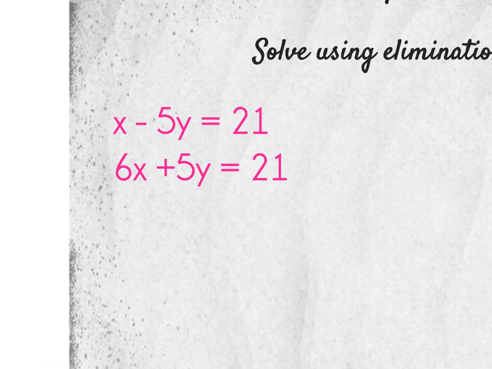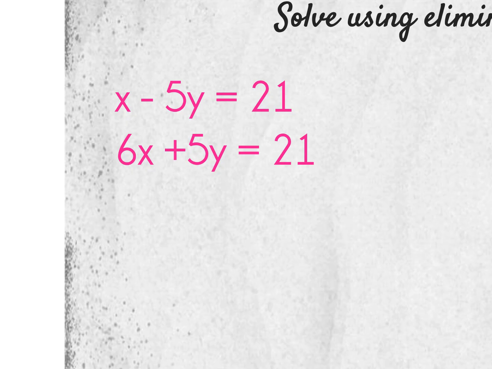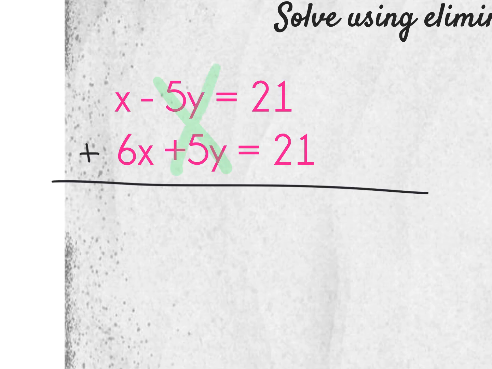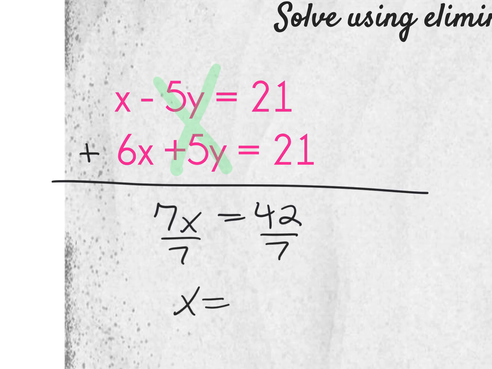All right, so for this one, notice again, it's set up nice and pretty for me. Notice all I've got to do is add these two together, and my y's are going to cancel. So I'm just going to add the two equations. I don't need to multiply anything to make them the same. So once I add these two together, the y's are going to cancel. And then now I'm left with 7x is equal to 42. Divide by 7, and x is equal to 6.